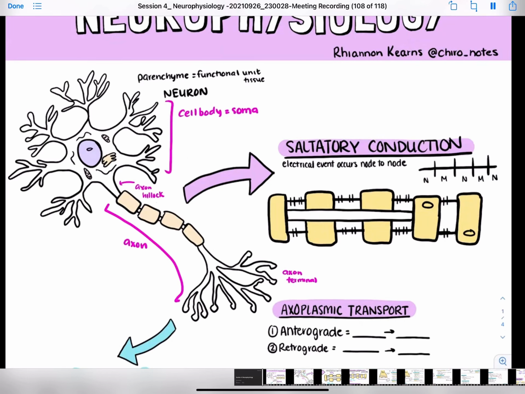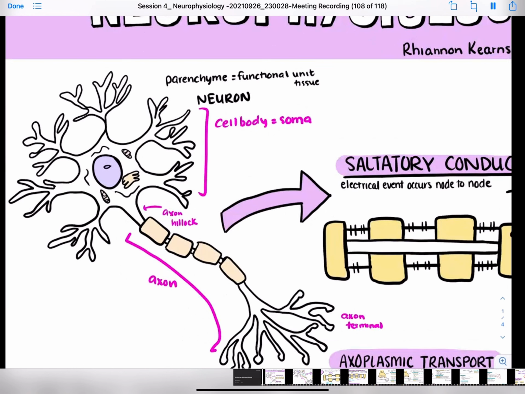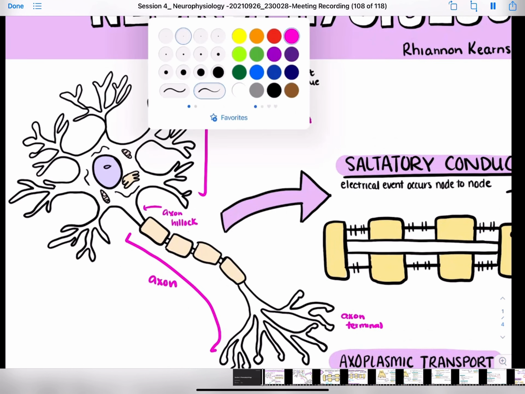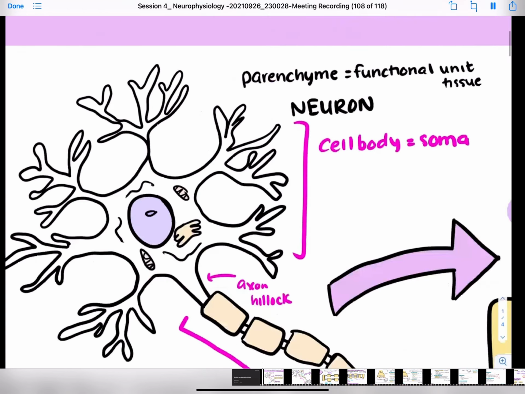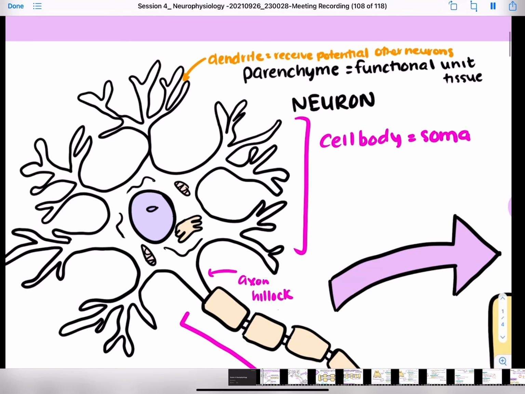Maybe not necessarily our airports now since COVID, but I still like to think of it as an airport. So we have these things right here. These are dendrites. Dendrites are where information from around comes in. Information from other neurons enters through here. So dendrites receive information or receive potential from other neurons and from the environment. That's what the dendrites do.